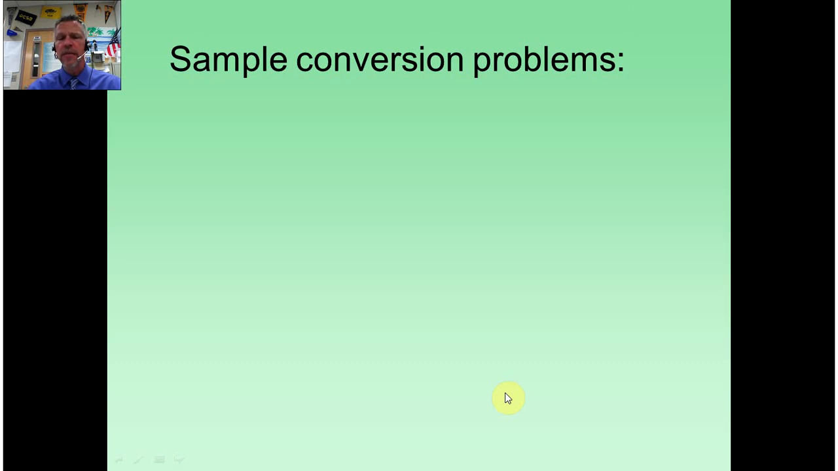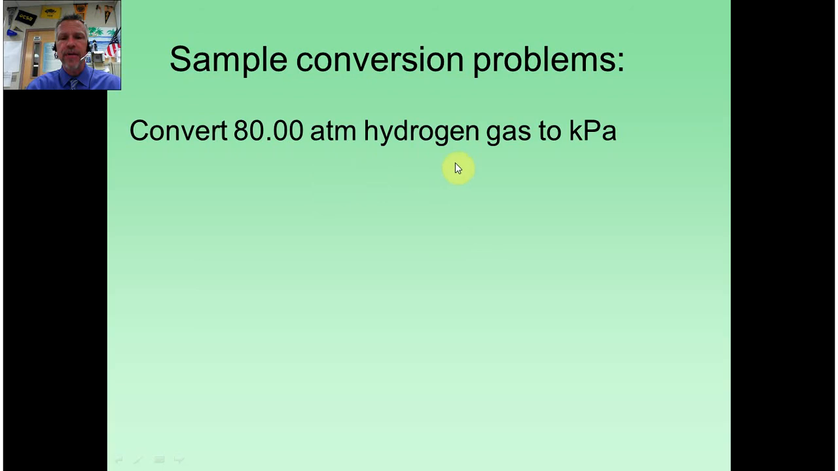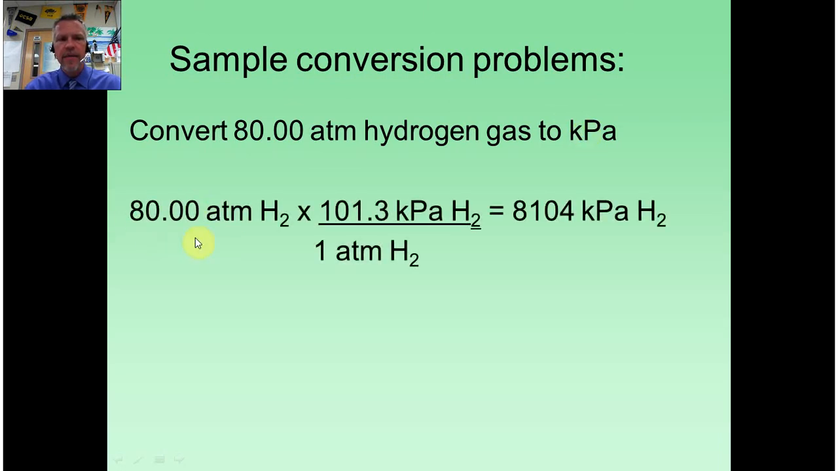Let's look at a couple sample conversion problems for those pressure units. If you had 80 atmospheres of hydrogen gas and you need to convert that measurement into kilopascals, how would you do it? Well, you'd look at those conversions that you saw on the previous slide and you would say, well, 80 atmospheres. I know that there are 101.3 kilopascals in each atmosphere. So I'll set up a conversion factor of 101.3 over 1 and cross out units like we like to do and see that the answer is 8,104 kilopascals. Pretty straightforward.